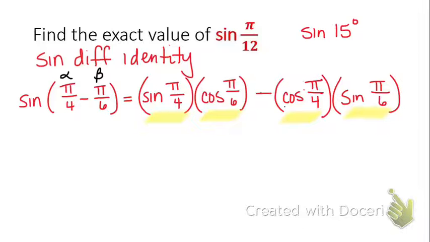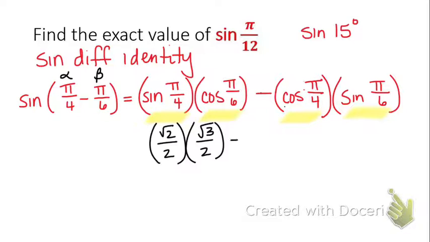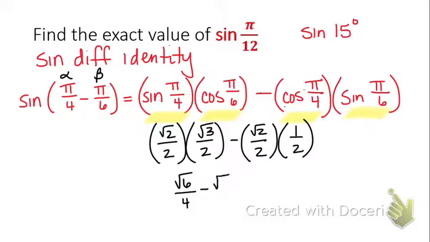So the sine of pi over 4 is root 2 over 2. And what's the cosine of pi over 6? Root 3 over 2. Minus the cosine of pi over 4 times the sine of pi over 6. We multiply. That gives us root 6 over 4 minus root 2 over 4, which can be written as a single fraction because we have a common denominator already. And this would be my final answer.